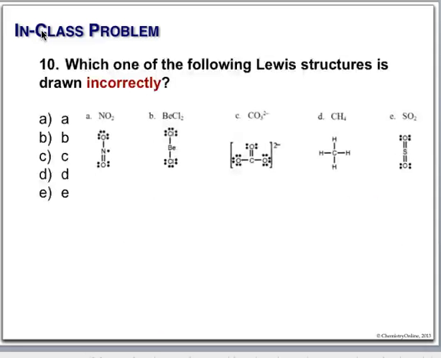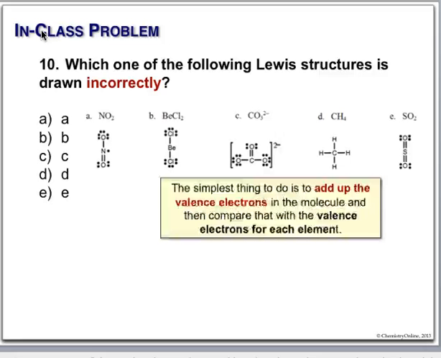Now this one's a little more challenging. We have to look at these structures, and they're fairly complex structures, and we have to decide which of these is wrong. Now, you could just look at your periodic table, come up with the electron configuration for each of the atoms and draw the Lewis structures and see if they're right or not. It's kind of a long way to do it. Kind of a shortcut is to do like we do in the tutorial.